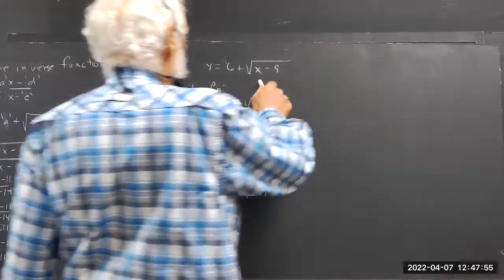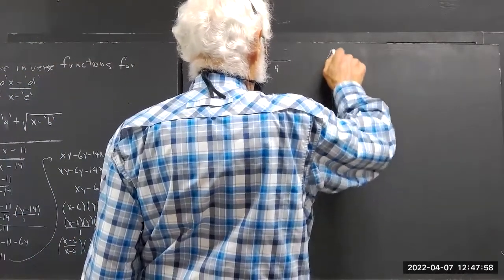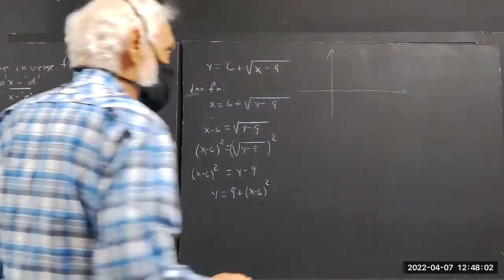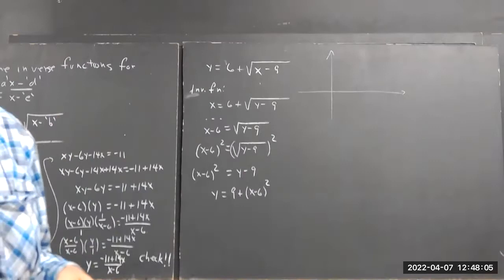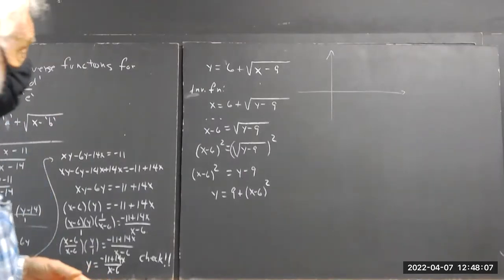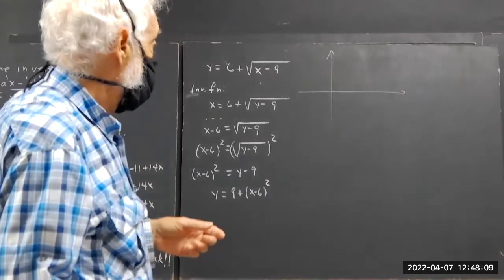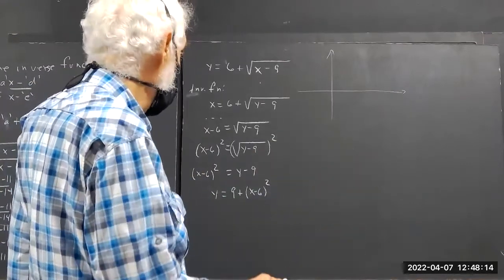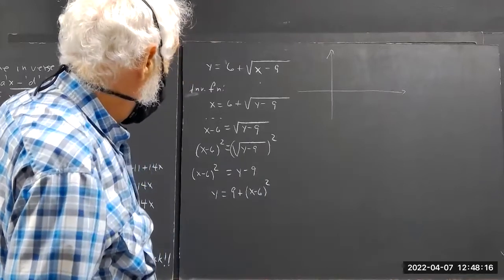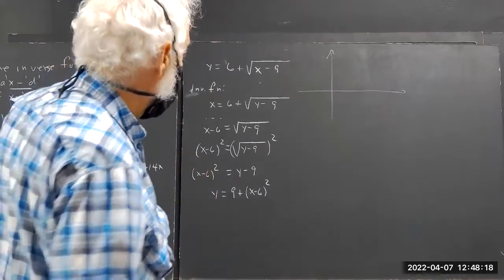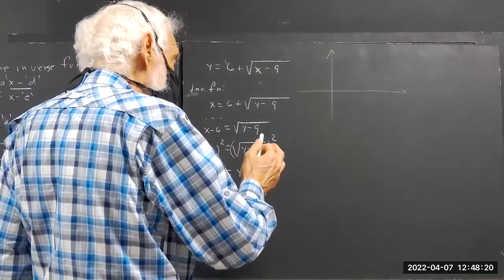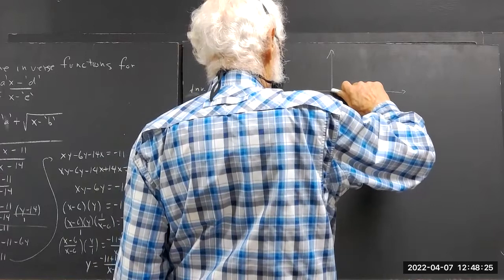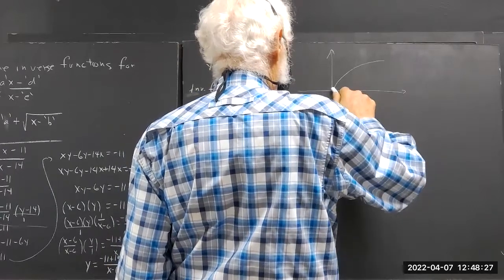Because our root function is the inverse of your squaring function, but it only works for the positive part of that inverse. I don't want to go into the details of that right now. But the basic squaring function is going to have a graph that looks like this.